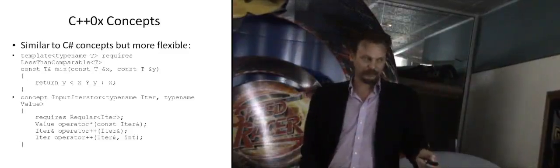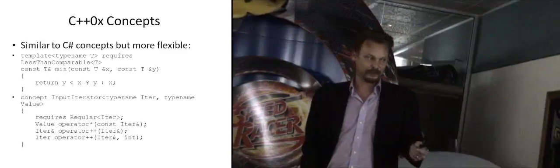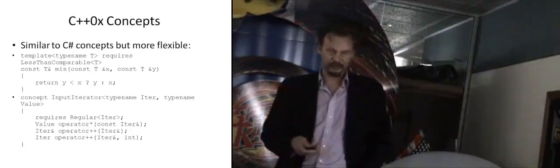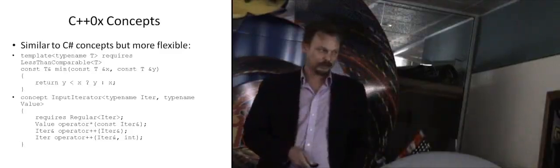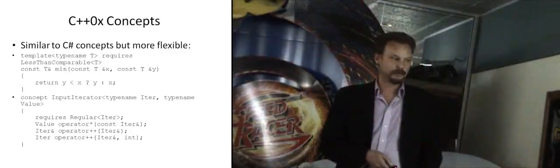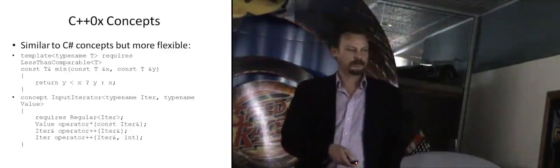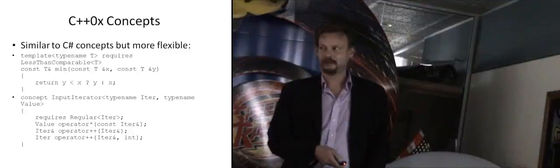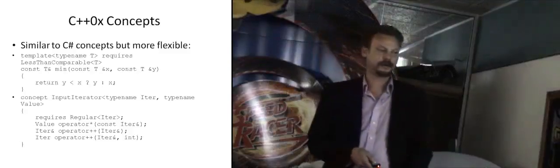So that has to be regular, which means, off the top of my memory, that it can be constructed, destructed, default, like it's a regular object, there's nothing special about it. Also that it can be dereferenced to get a value, which is passed in here. So given an iterator, you can dereference it to get the value. Given the iterator, it's got a prefix ++ to get to another iterator reference, and it's also given an iterator.